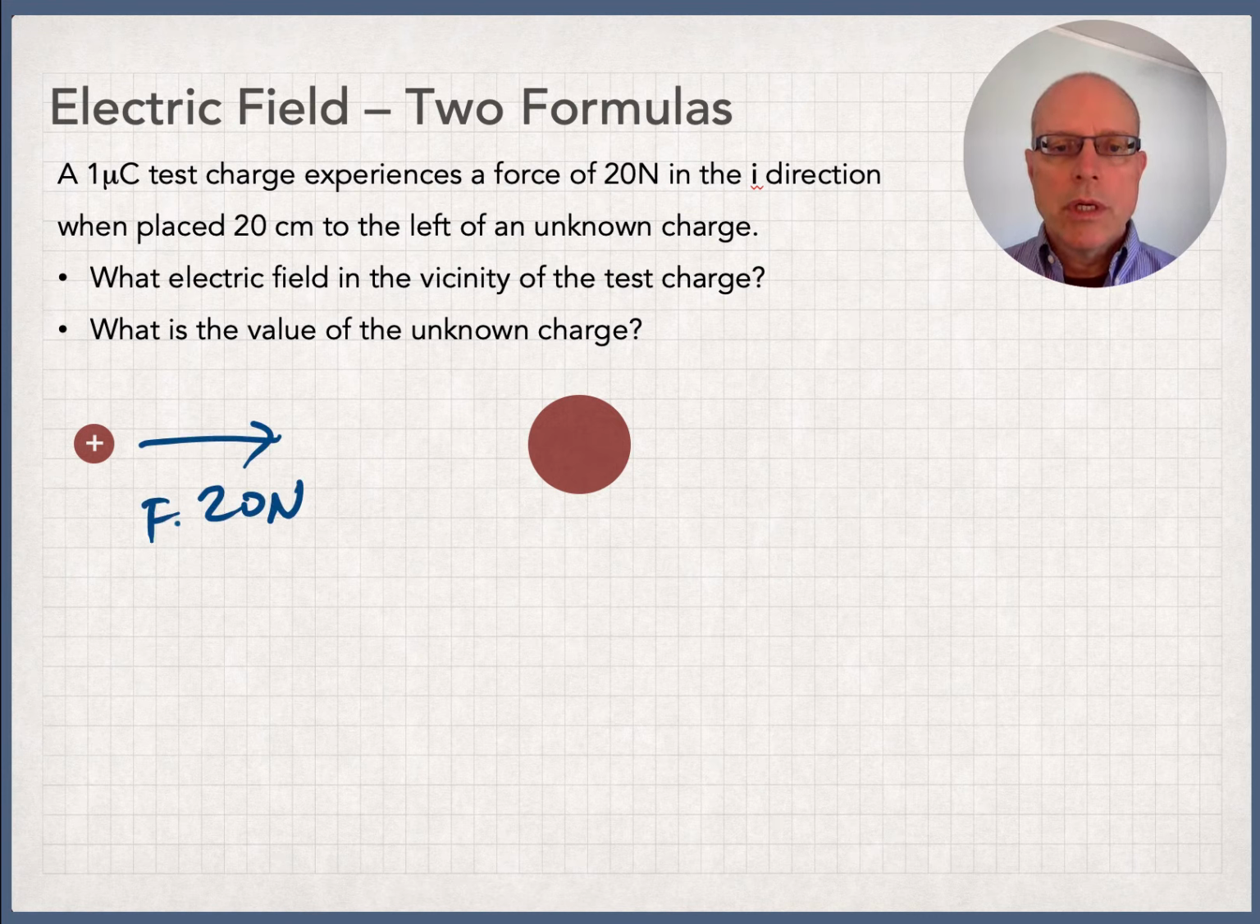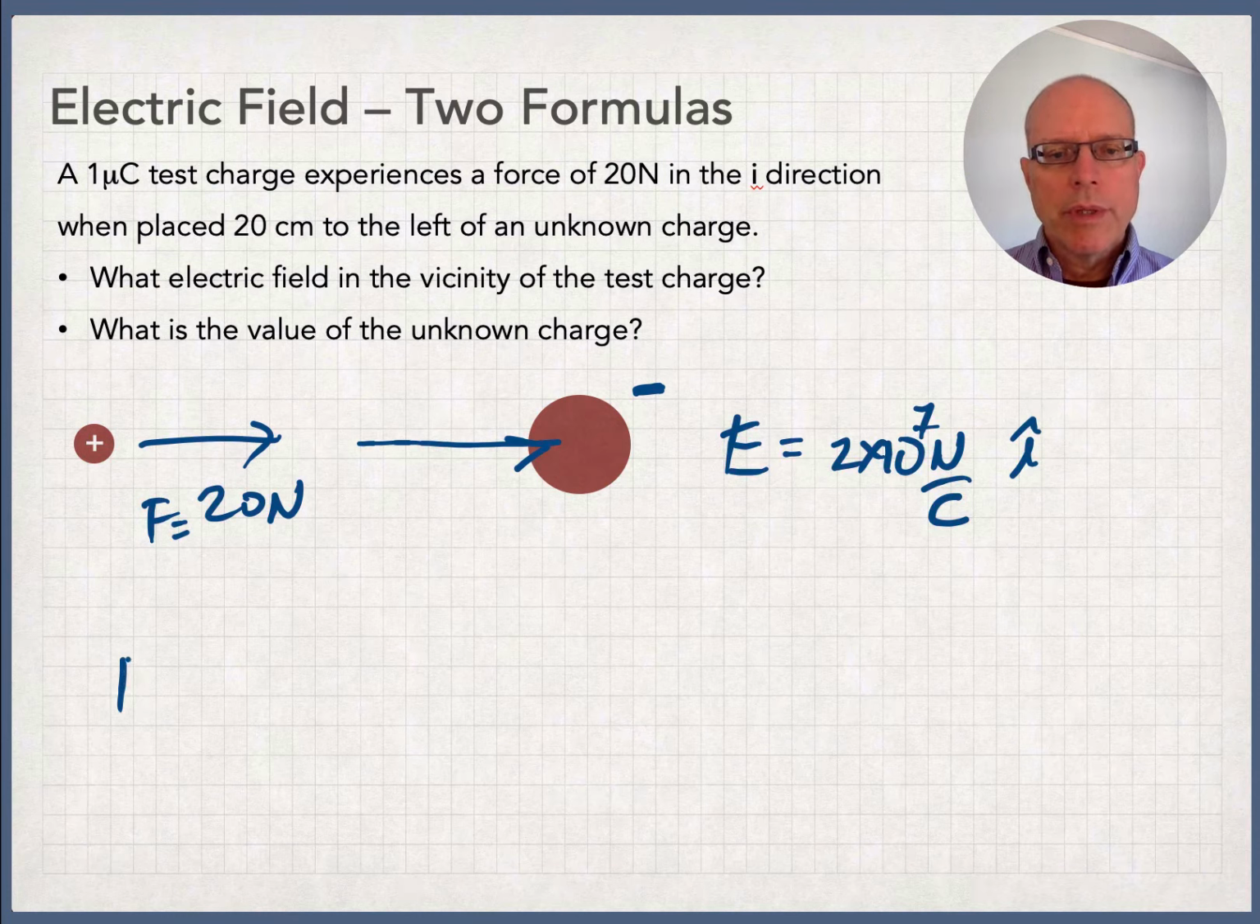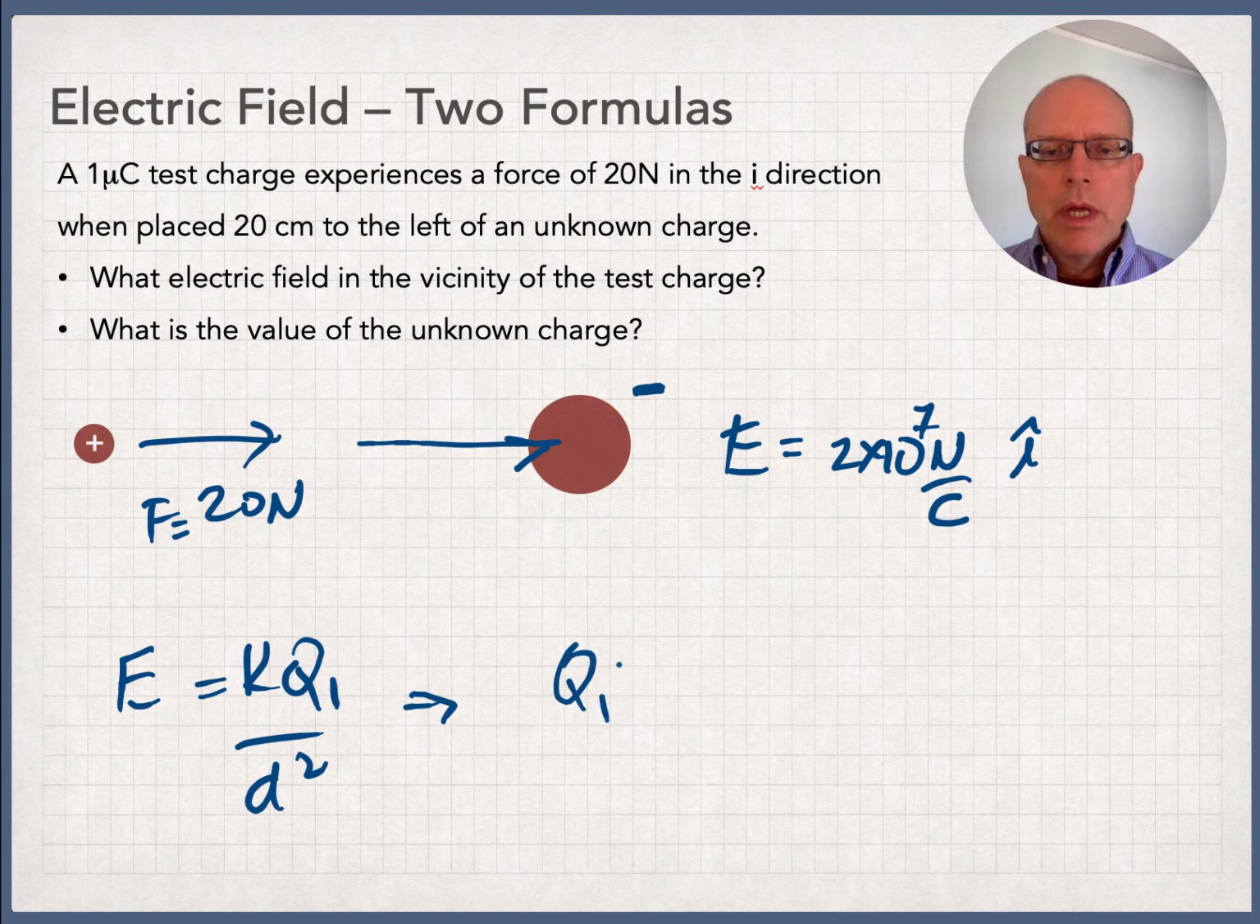So to get the second part of the problem, what we're going to do is resort to our second formula, which is E equals KQ1 over d squared. And we're just going to work the little bit of algebra we've got to do. We're going to go ahead and solve this for Q1. So Q1 is going to equal E d squared over K. And when we plug this in, let's see what we get.